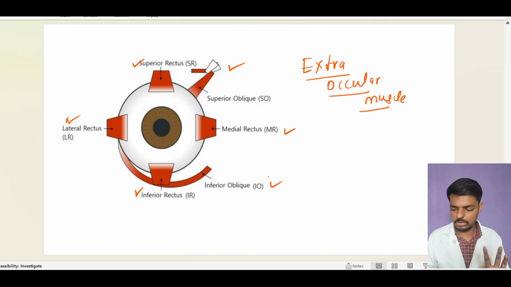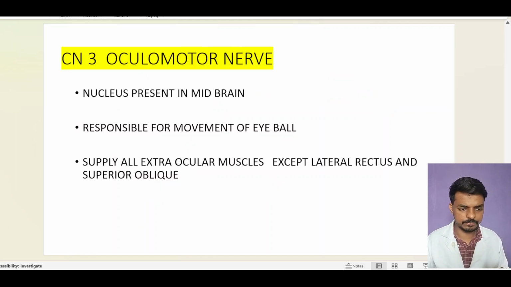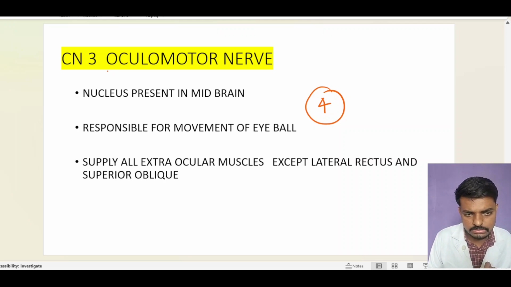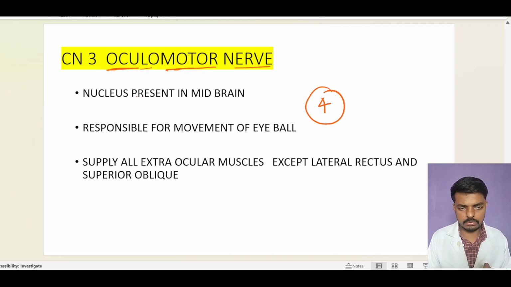Among those, our first cranial nerve, cranial nerve number 3, supplies 4 extraocular muscles. Among 6, how many extraocular muscles is it supplying? It's supplying 4 extraocular muscles. That is called the oculomotor nerve. Oculo means related to the eye, motor means related to movements. So the nerve responsible for the movement of the eyeball is the oculomotor nerve. The nucleus of this oculomotor nerve is present in the midbrain.